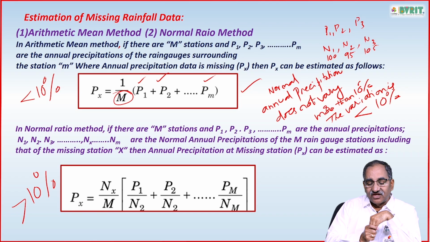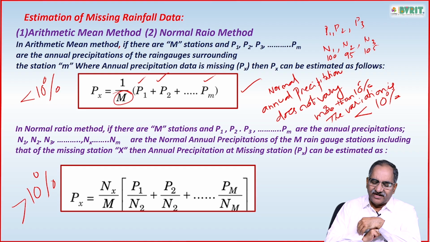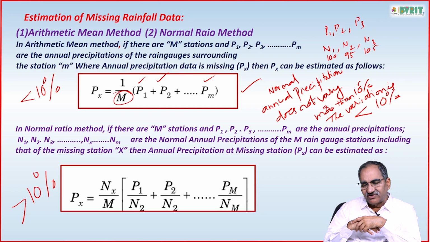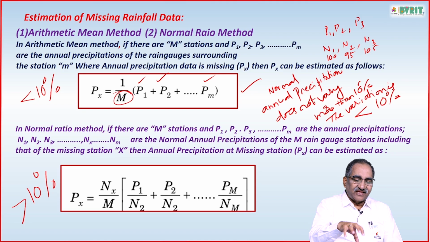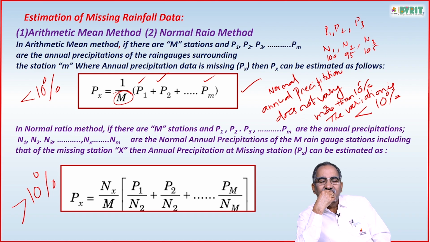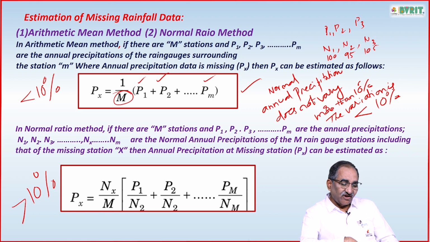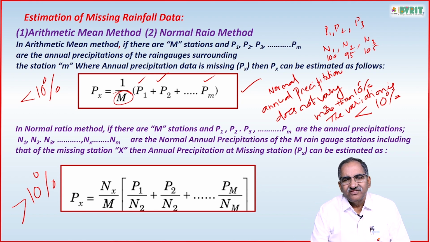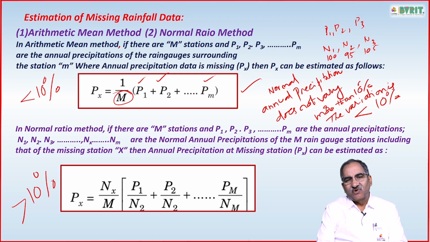If that is the case, you go for the normal ratio method, and for the normal ratio method I have already given the formula: the missing rainfall data at station X is equal to Nx by M into (P1 by N1 plus P2 by N2 plus P3 by N3 and so on). So this is the second. If the normal annual precipitation variation is less than 10%, arithmetic mean method. If the variation is more than 10%, the normal ratio method. So these are the three problems which can be given to you. Kindly prepare these three problems.